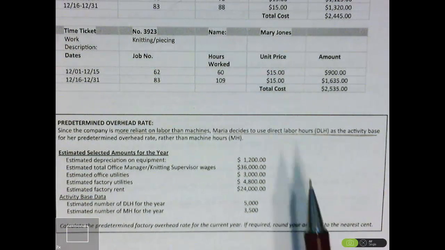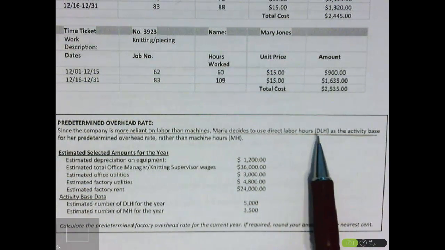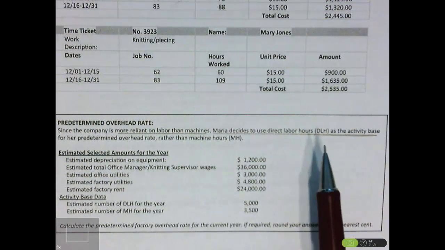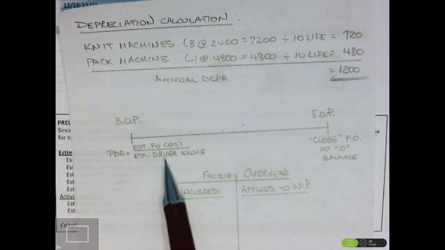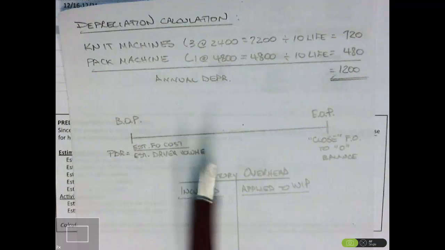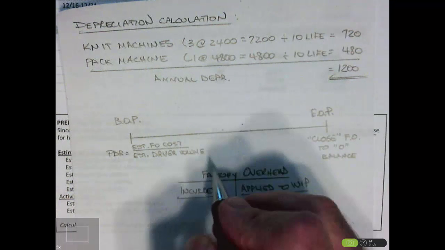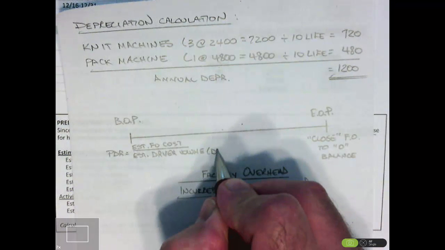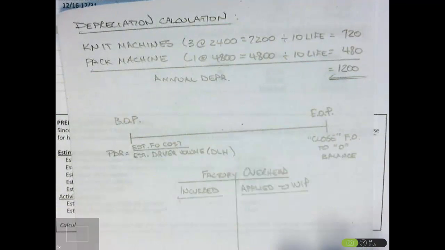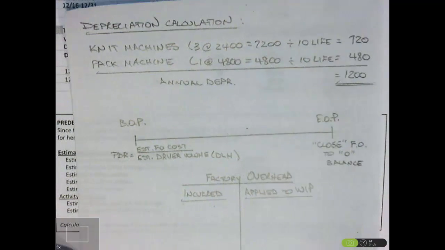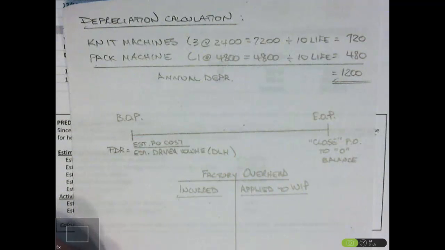Okay, so direct labor hours will be the cost driver that the company would use as the denominator for the PDR. So for this company, we would show direct labor hours in this case as the cost driver. Other examples that we would have in this chapter could use machine hours, but that would depend on the nature of the company.